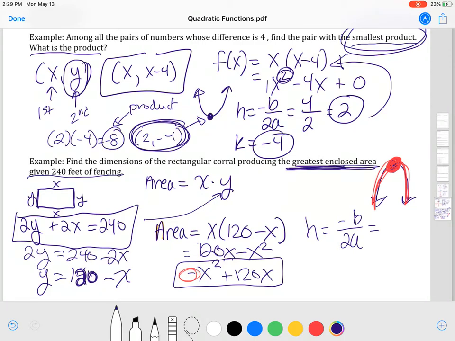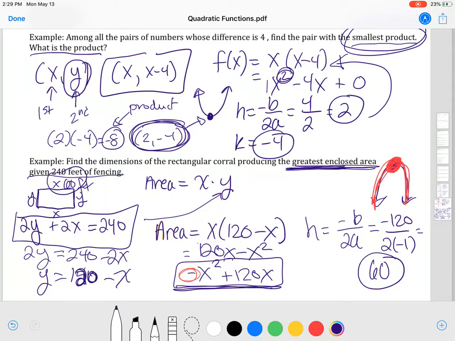And let's see, if I look at it in general form, my b is 120, and my a is negative 1, so I have 2 times the negative 1. So I have negative 120 over negative 2, which is a positive 60. So my x is 60, and that is in feet. So now I have to plug back in over here to find out what my y value is, or my width. So when I take 120 minus 60, that's also going to be 60. So my y is additionally 60 feet.